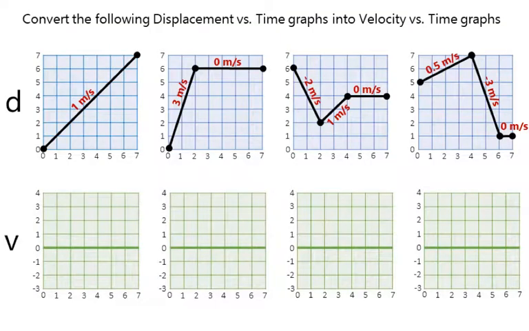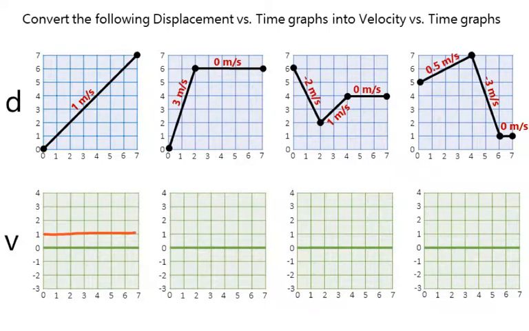Let's look at these graphs of distance over time and try to figure out what the velocity over time graph would look like. I know the slope of the distance over time graph represents velocity. So if I look at my distance over time graph, my rise is 7 and my run is 7. So I know that the rise over the run of this graph is the velocity. So the velocity of this graph is 1 because the slope of that graph is 1.